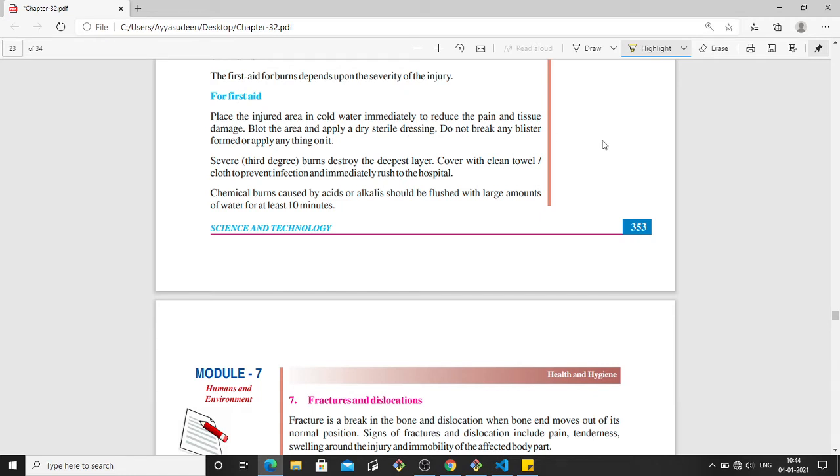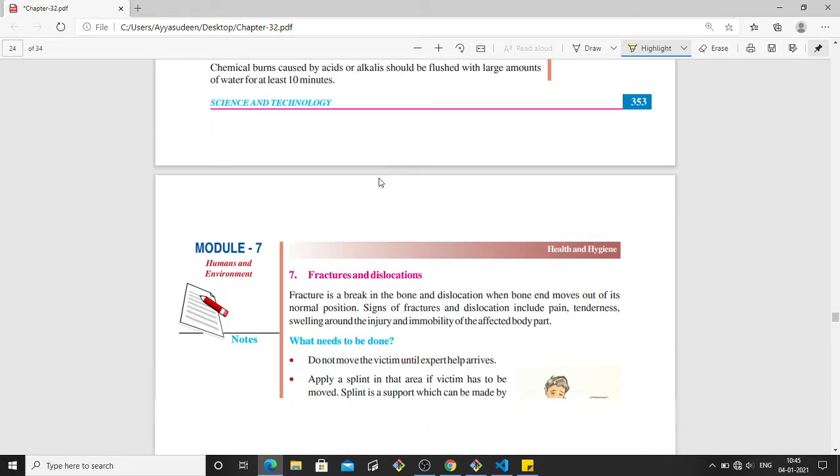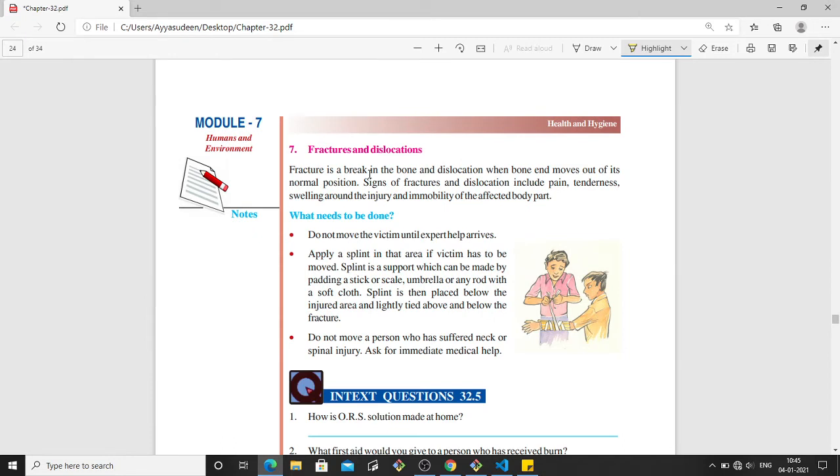Do not break any blister that forms. If any blister forms due to a burn, it should not be broken. If severe burns destroy the deepest layer, cover with a clean towel or cloth to prevent infection and immediately rush to the hospital. Chemical burns, if there are any like acids or alkalis, should be flushed with large amounts of water for at least 10 minutes. That is for burns.